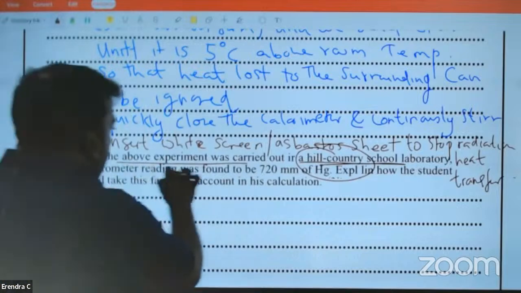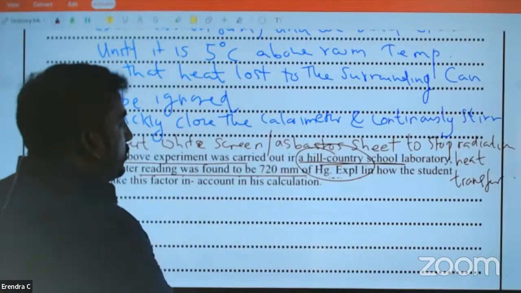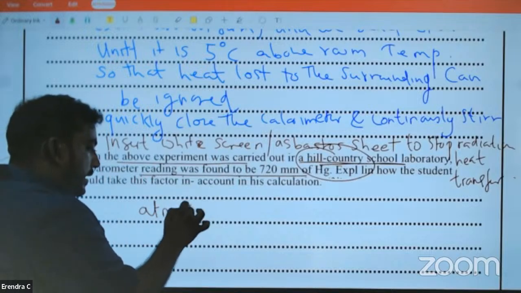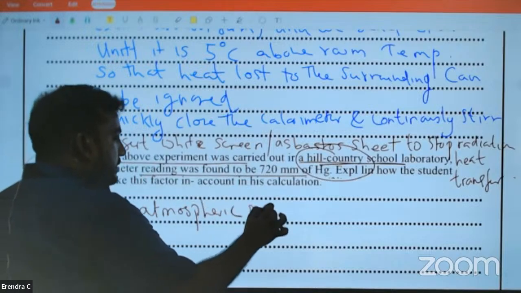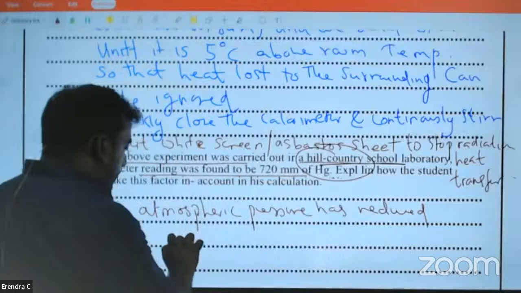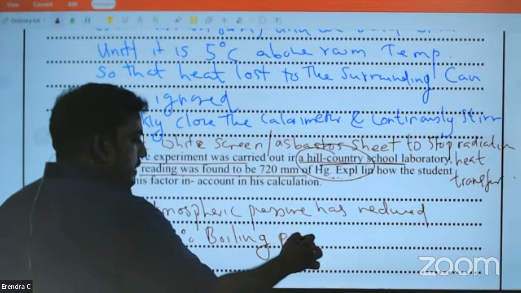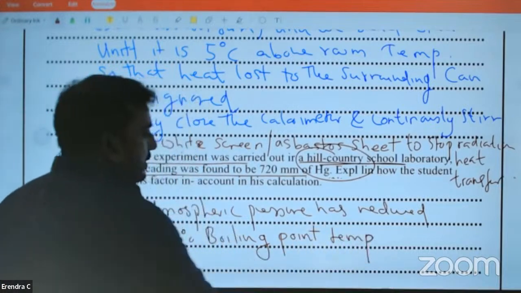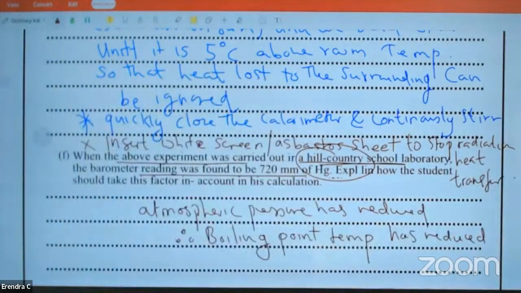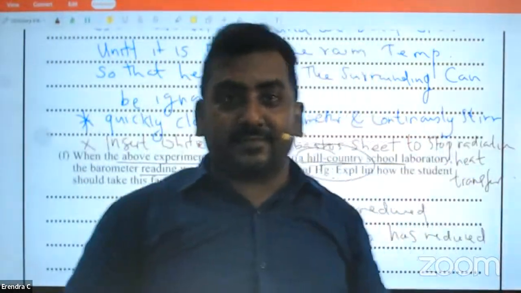Barometer reading was found to be 720 millimeter mercury. Explain how the student should take this factor into account. Atmospheric pressure has reduced. Therefore, boiling point temperature has reduced. So we must consider now no more the boiling point is 100 degrees. It's less than that.